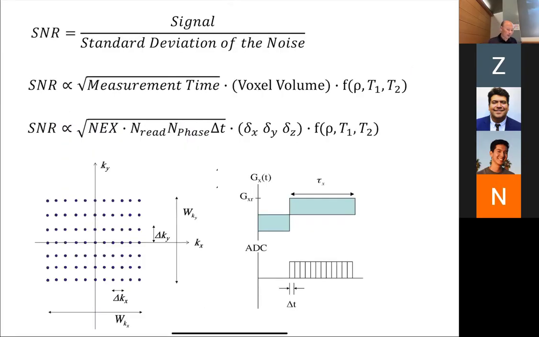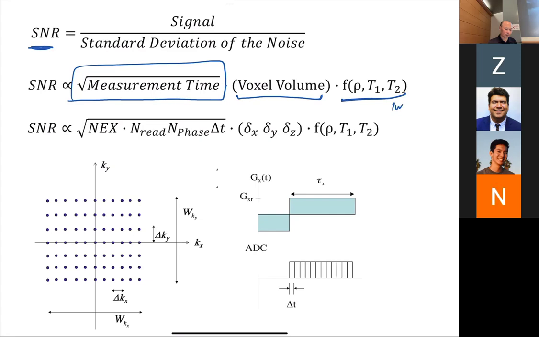The main thing you want to get across is that we talk about signal-to-noise ratio, which is essentially the signal over the standard deviation of the noise. The most important part is that it's always related to the square root of your measurement time. It also depends on your voxel volume, and then there are your image contrast parameters, like if you want T1 weighted or T2 weighted. But let's say we've set the image contrast to what we want.